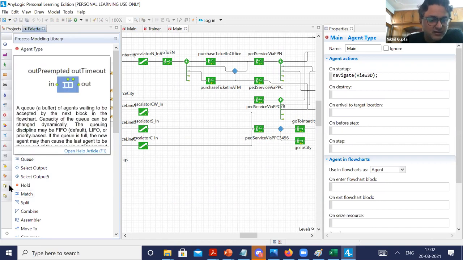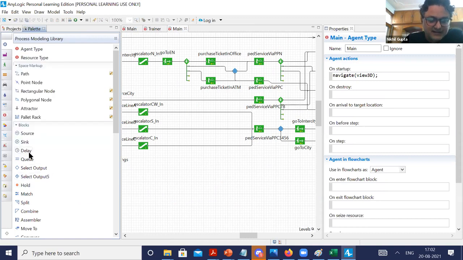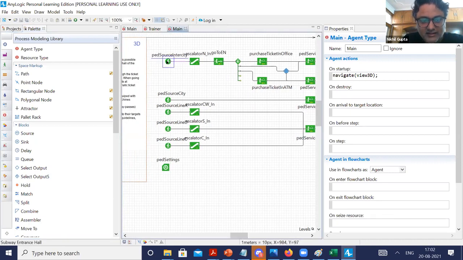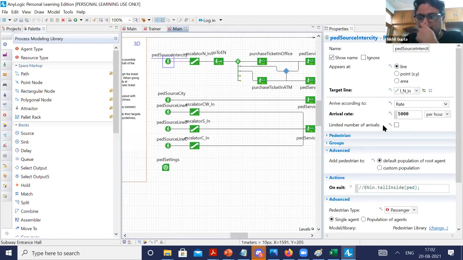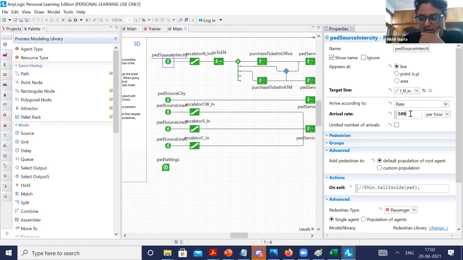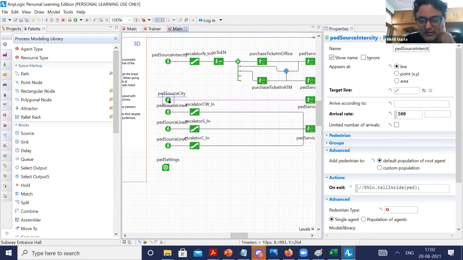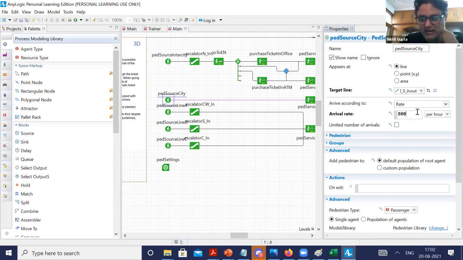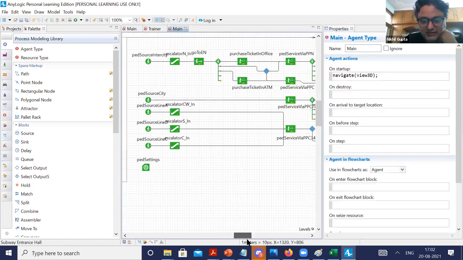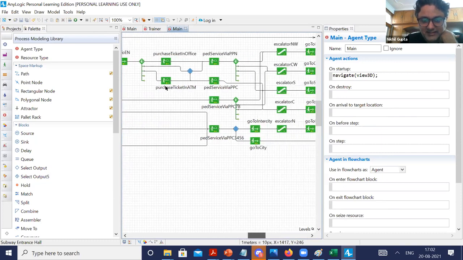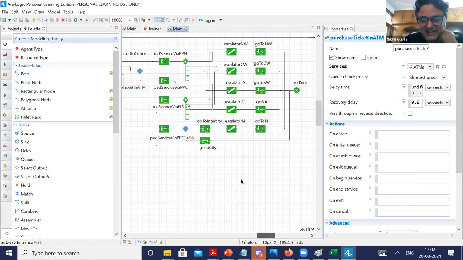For example, let's say you're standing in a queue, like at an ATM machine, and I can add a delay, and I can give them time. So for example, these are pedestrians. A pedestrian is coming, and I say they're arriving at 500 people an hour. Very small number. In a metro station, even more people come. Let's say it's coming at 800, right? And then I can say some people are going to the ATM machine, some people are purchasing a ticket, and some people are catching escalators to the floor.